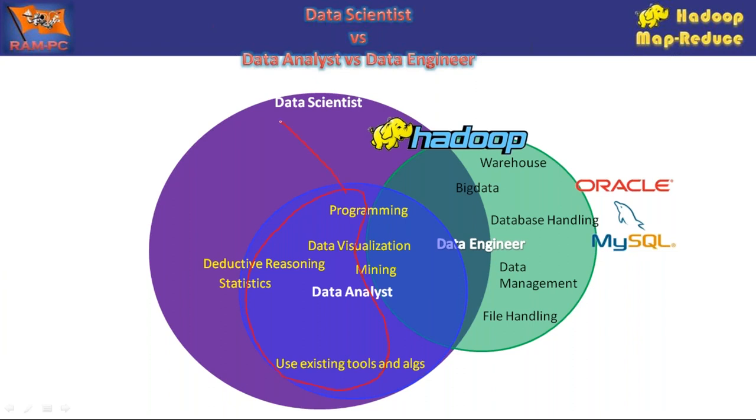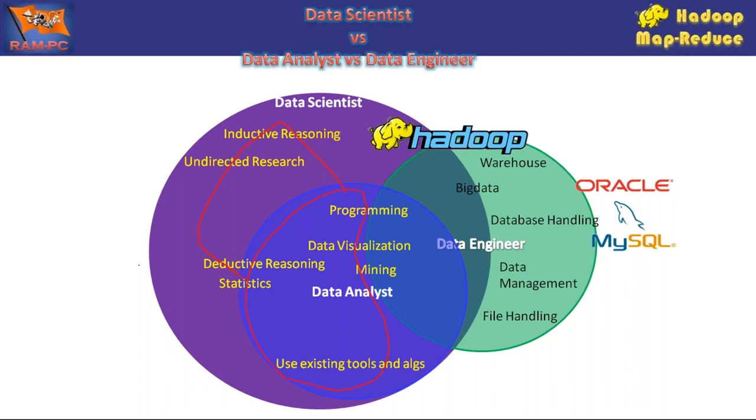And some part from here also. This is our region. A data scientist should have inductive reasoning. Inductive reasoning means with experience, he has to design the theory. Okay, and then undirected research.